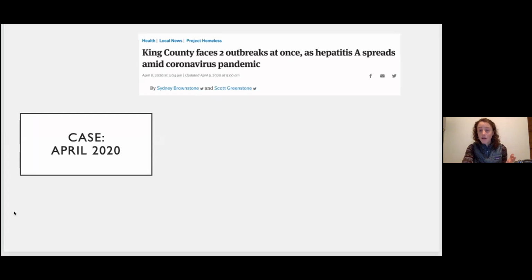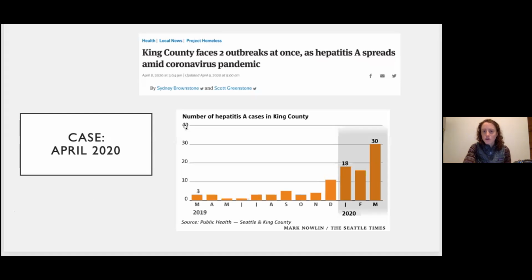It says King County faces 2 outbreaks at once as hepatitis A spreads amid coronavirus pandemic. And you see this interesting graph of the number of hepatitis A cases in King County. The letters at the bottom of this graph correspond to months of the year. So you see that in March 2019, there were 3 cases of hepatitis A detected in King County. And now in March of 2020, there were 30 cases.